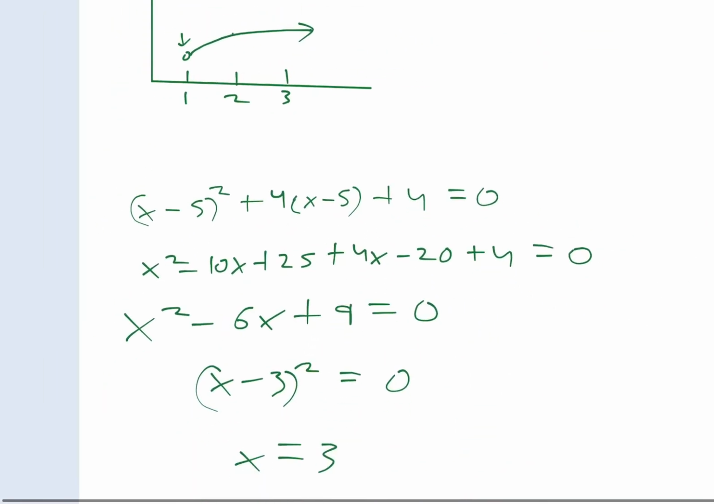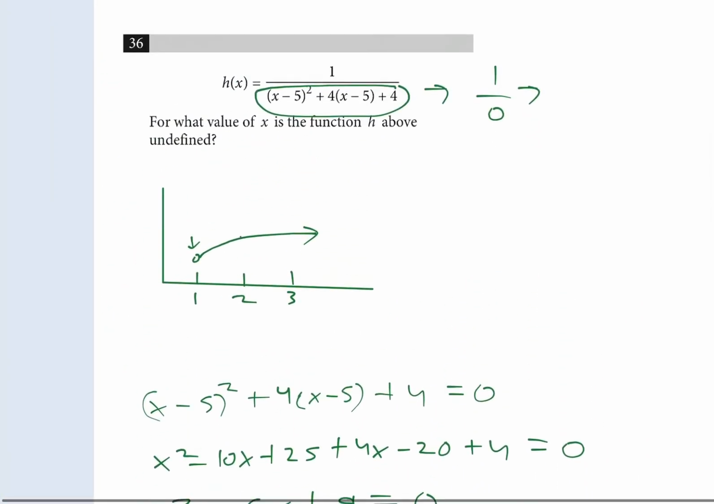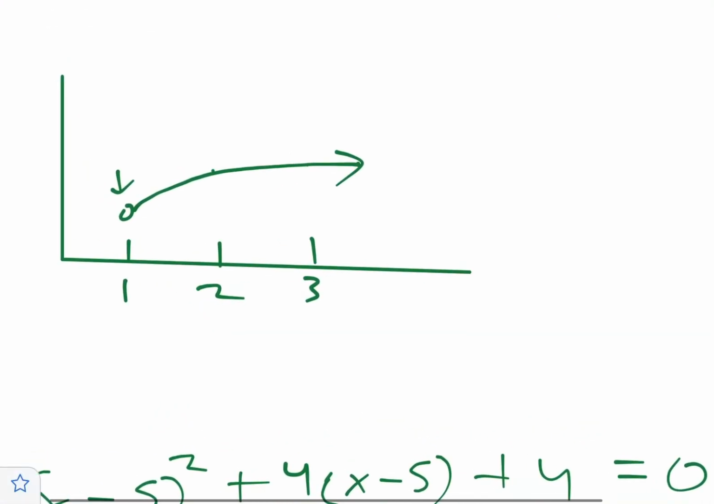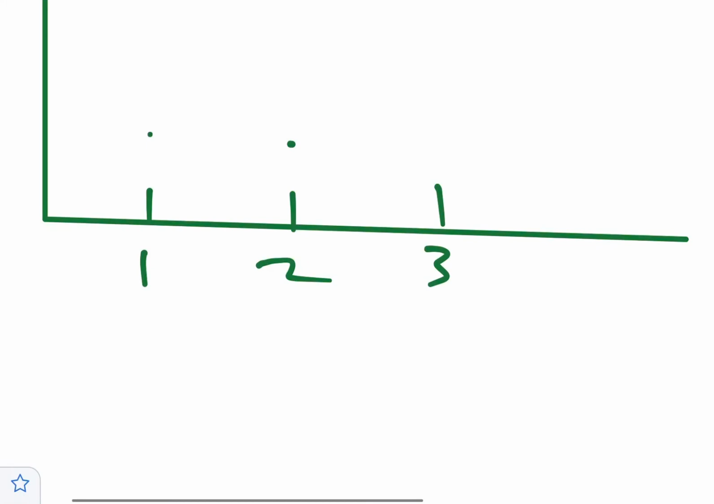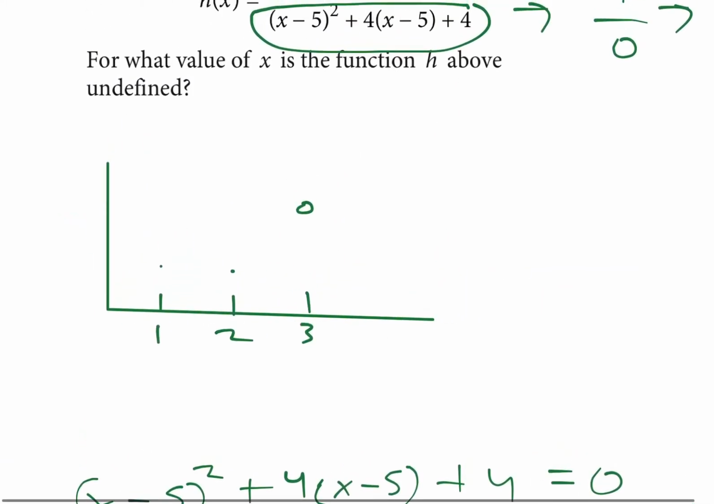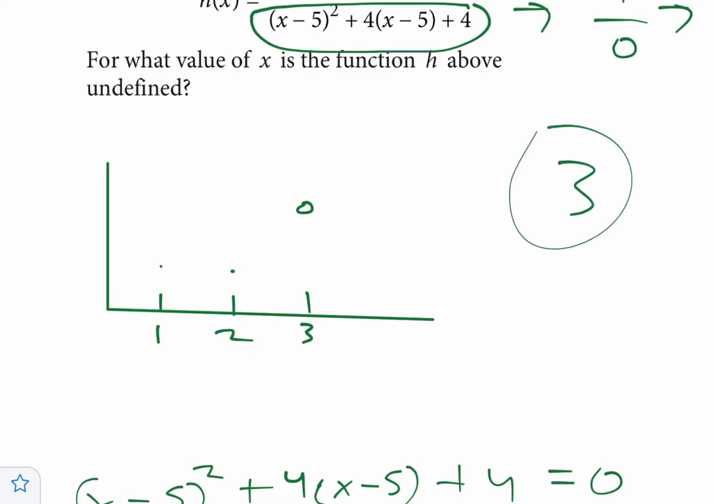So now if we have x equals 3, that is the value where the function is undefined. So what this function would probably look like is something maybe like this, where 1 and 2 have values, and then maybe at 3 we have that hole here. And the reason we have that hole is because if we put x equals 3 into the function above, we'd get 1 divided by 0, which obviously is undefined. So 3 is the right answer to this question.